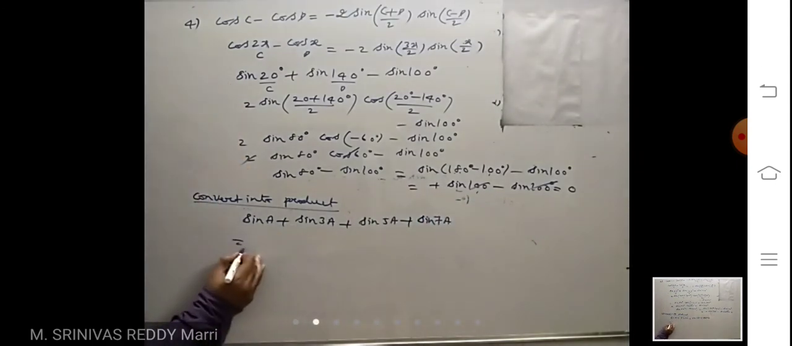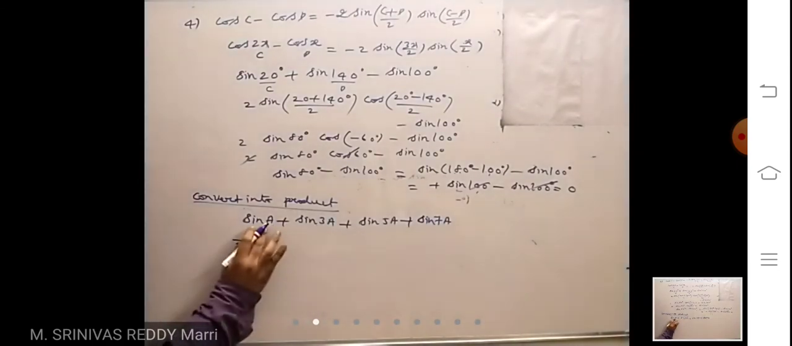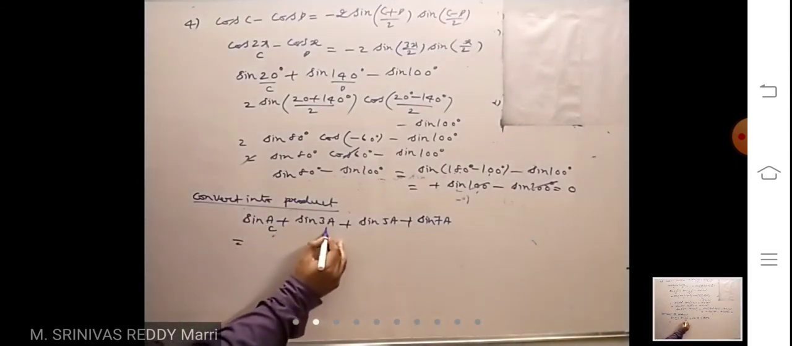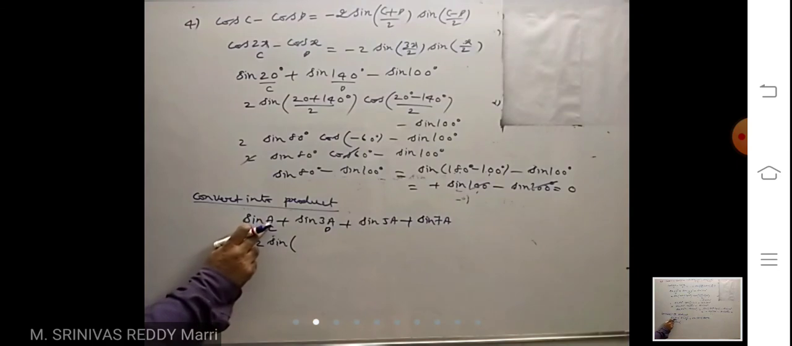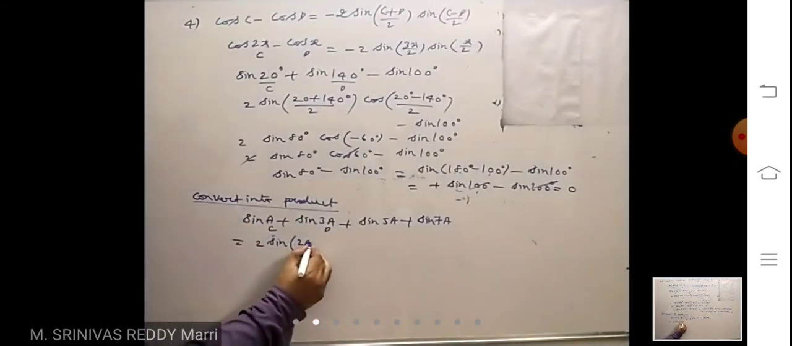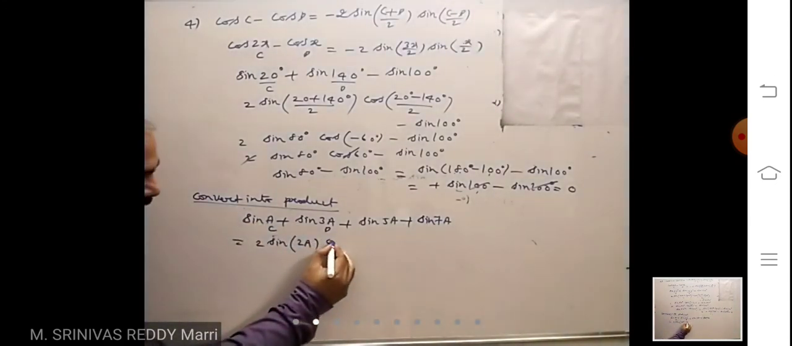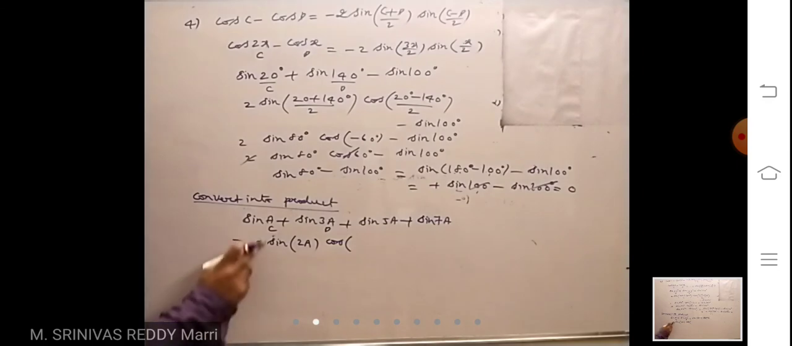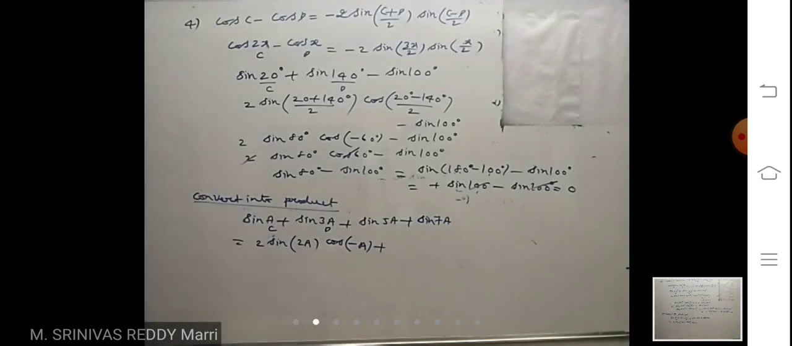Club 2 and 2. Look, I am clubbing these two. I am writing the formula. This is C, this is D. What is the formula? 2 sine (C plus D) by 2: A plus 3A is 4A, by 2, that is 2A. Then cos (C minus D) by 2: A minus 3A is minus 2A divided by 2, that means cos of minus A.